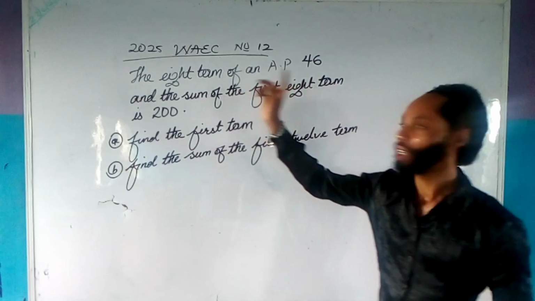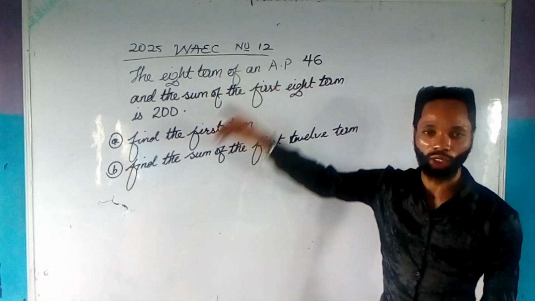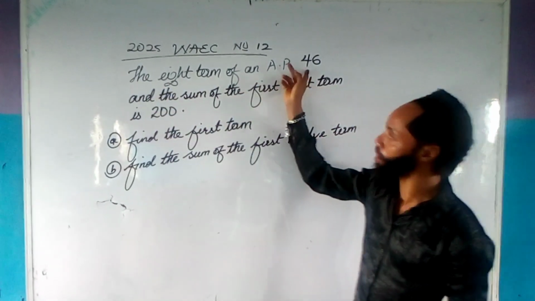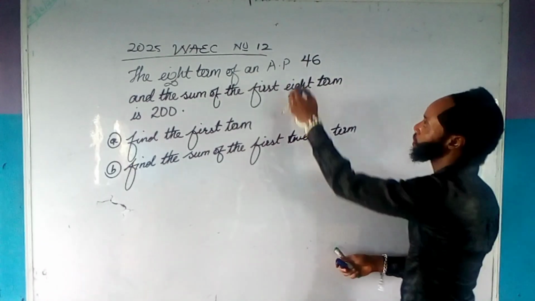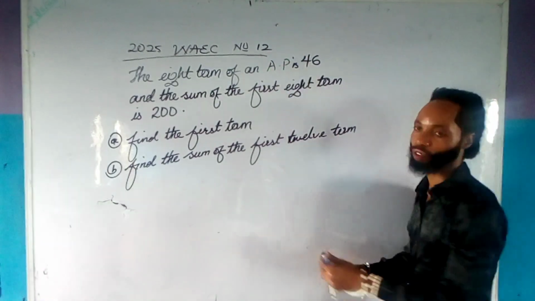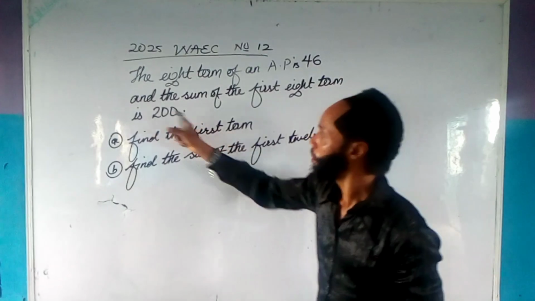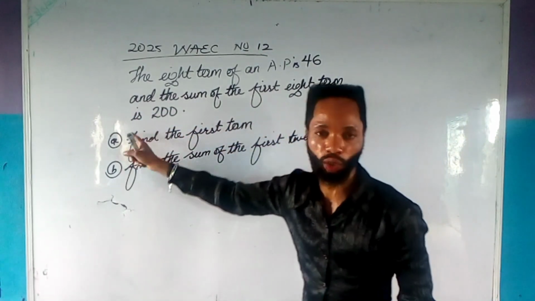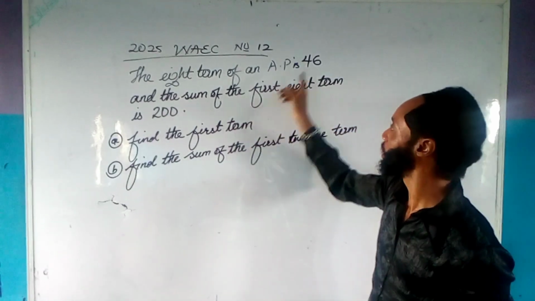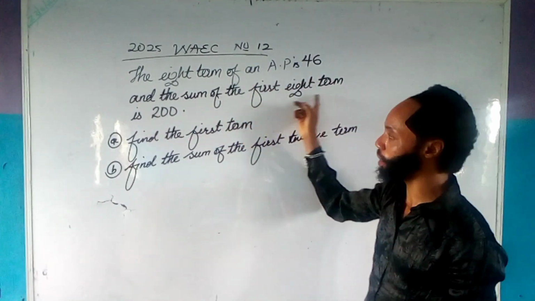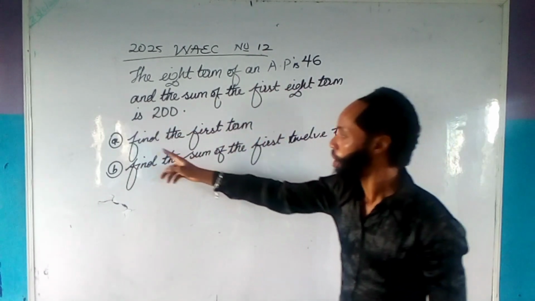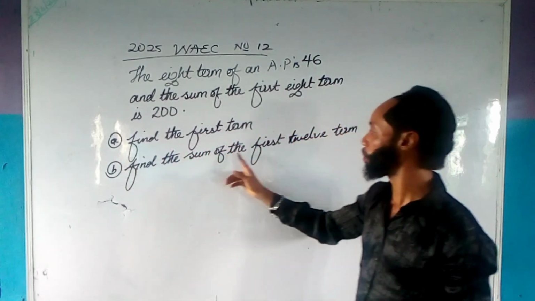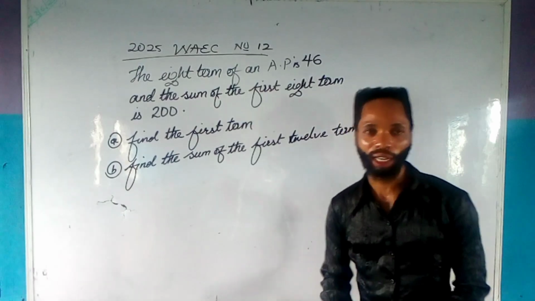Okay, we have a 2025 WAEC number 12 question this time around, and it reads: the 8th term of an AP is 46, and the sum of the first 8 terms is 200. Find the first term. The second question is, find the sum of the first 12 terms. So let's get that first.